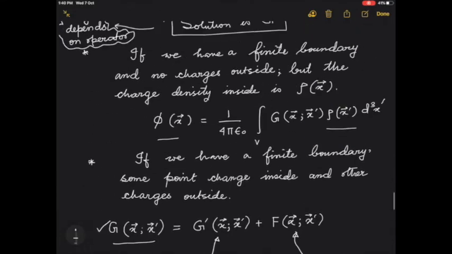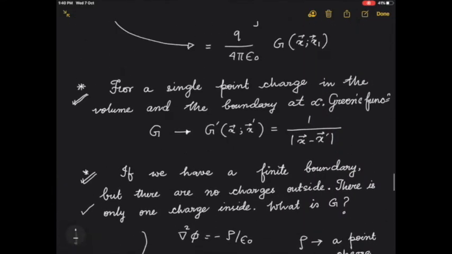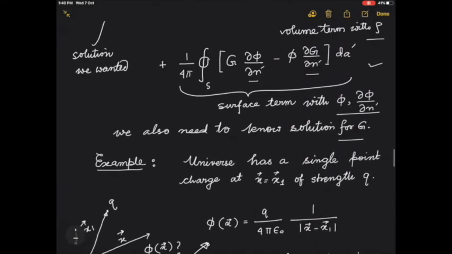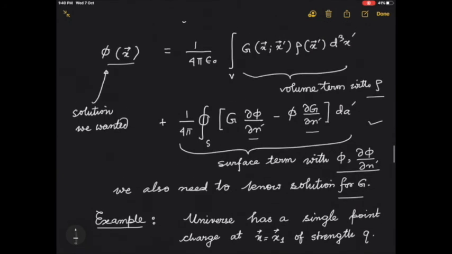Then I get capital G. Once I get capital G for the problem, then all I need is to know the values of phi and del phi del n prime, and then I can use this solution to get phi. I have to do two integrals essentially. So that is Green's method of solving the Poisson equation.